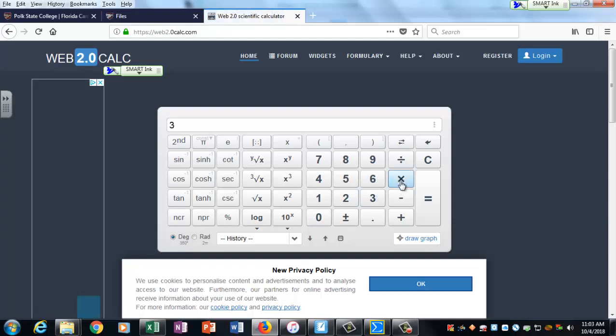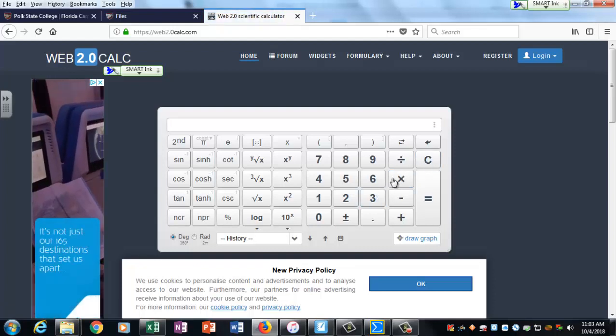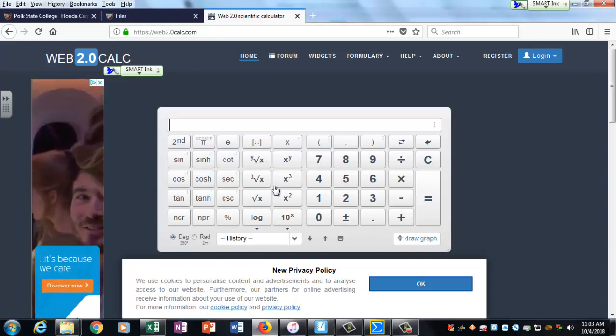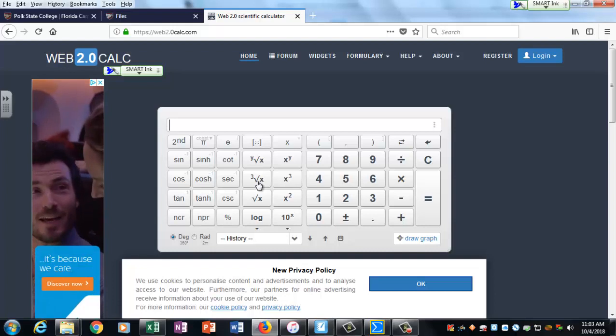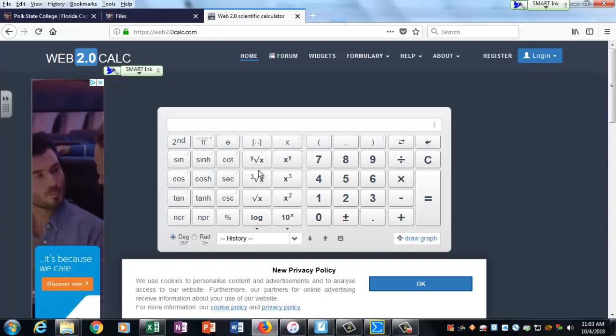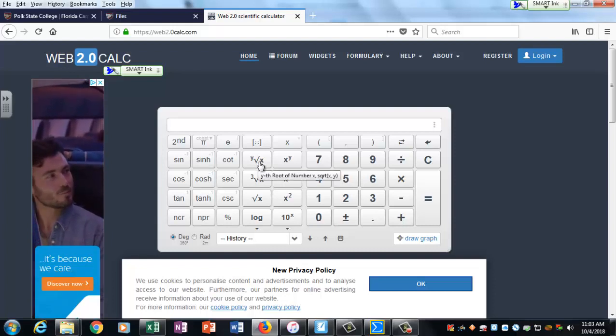Perfect. Your calculator has either this button, which is a cube root button, or at the very least, it has a button that's like this. Okay? If you have this button, then you just press it. You hit second and you press that button. If you don't have that button, you would press 3 and then hit second and hit this button.